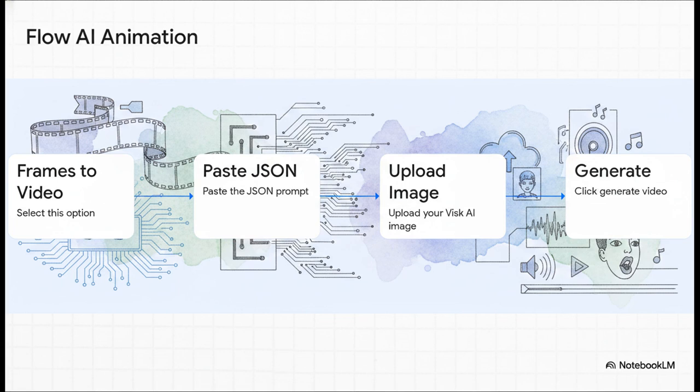So, with your copied JSON code and your saved Visk image ready to go, you log into Flow AI. The exact workflow is super simple. 1. You select frames to video because, well, we are starting with an image frame. 2. You paste that JSON prompt right into the box. 3. You click the little plus sign and upload your Visk AI image for that specific scene. And 4. You pick your landscape ratio and hit generate.